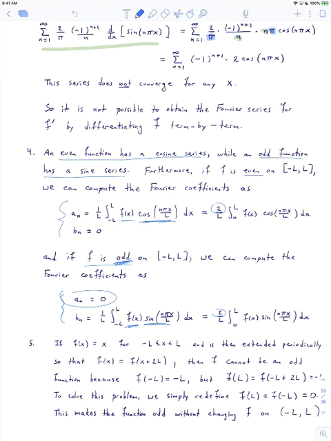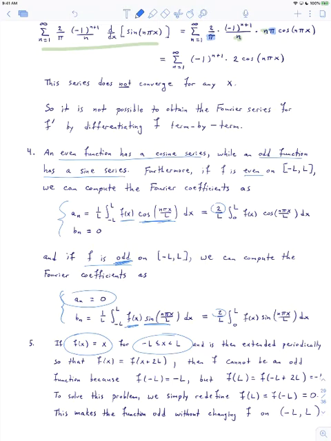Our next remark is remark 5. So again, let's refer to our first example. f(x) = x on the interval from -L to L, and we're going to extend it periodically so that f(x) = f(x + 2L) for all x in R.